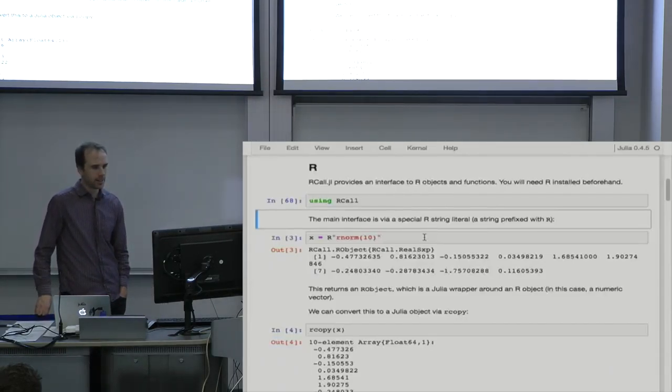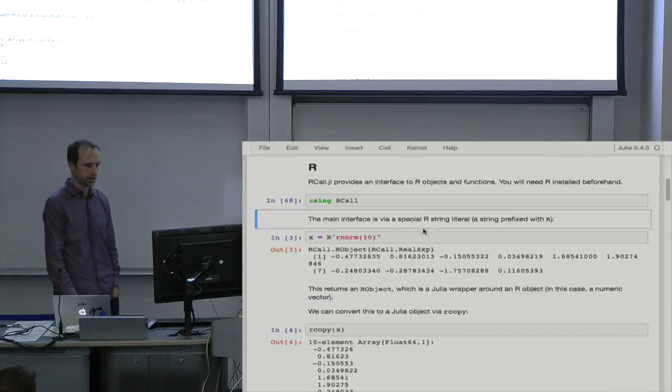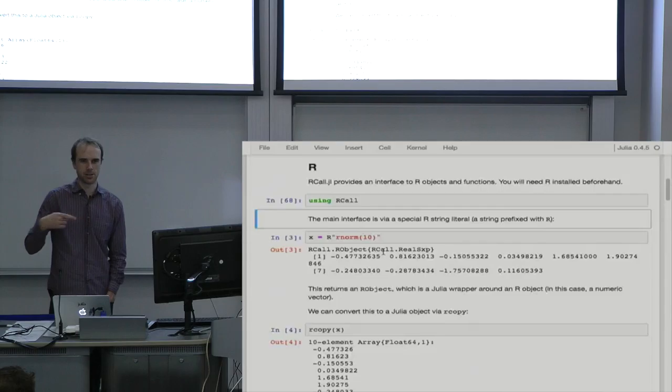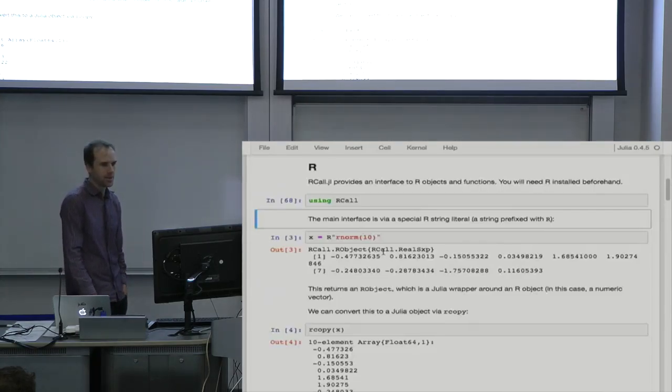So basically, you'll need R installed. It doesn't install R by default. If you have R installed, it should detect where it is. So you do Pkg.add RCall and using RCall. It starts up an R session in the background somewhere, and then the main interface is this string macro.